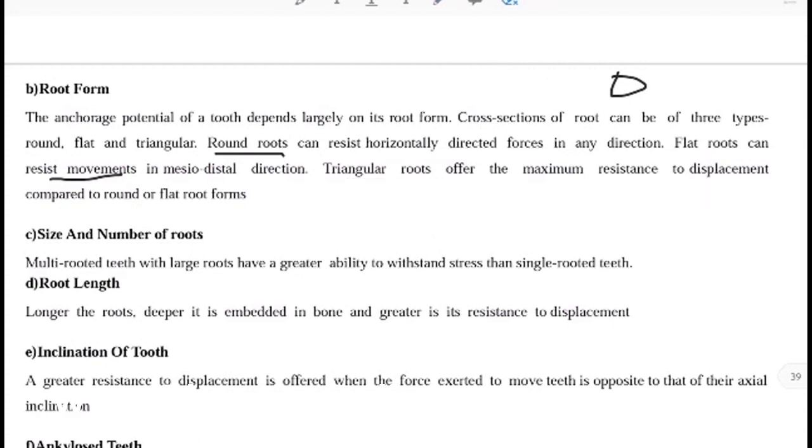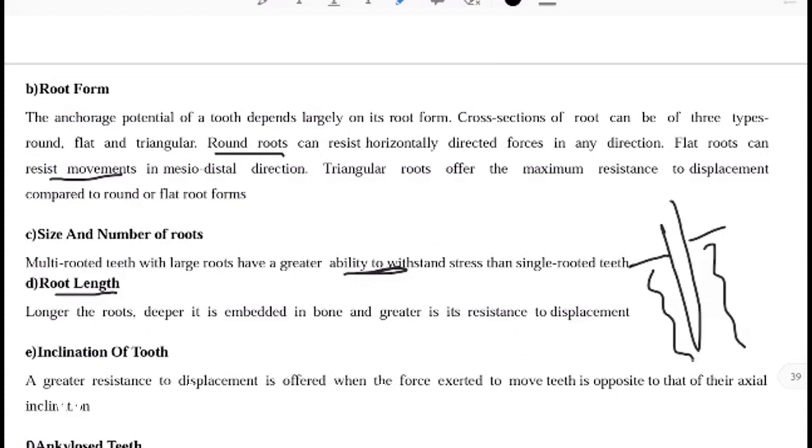Now you have size and number of roots. If you have more roots, and larger roots, definitely they will have greater ability to withstand force than a single-rooted or smaller-rooted tooth. Then root length. If it is a long root, what happens? It will be embedded more in bone and have more bone support. So definitely they will have greater resistance to displacement.